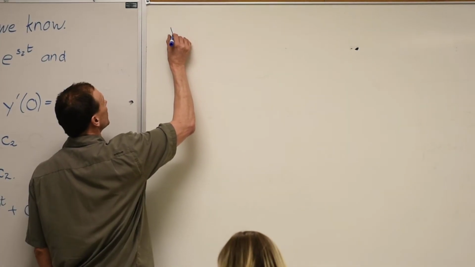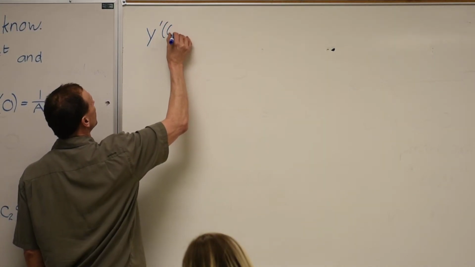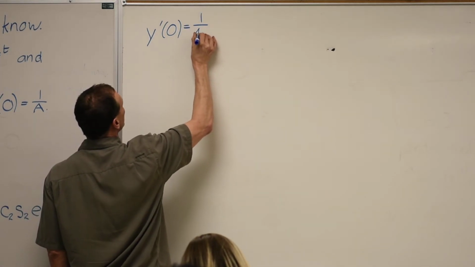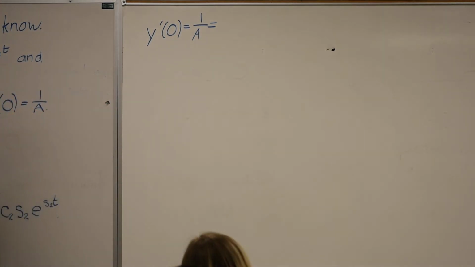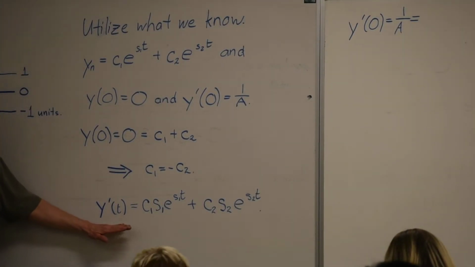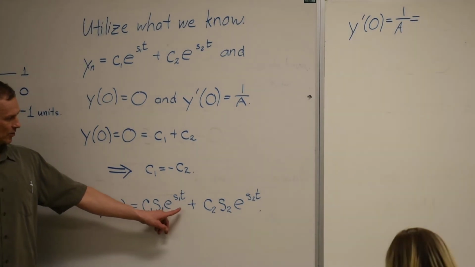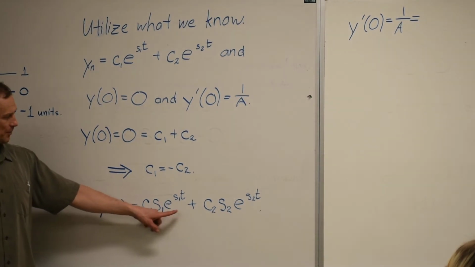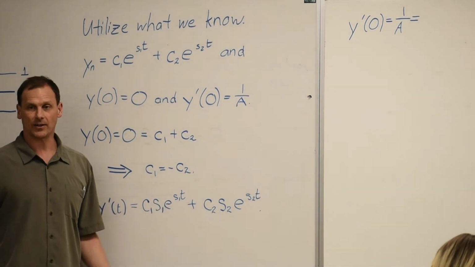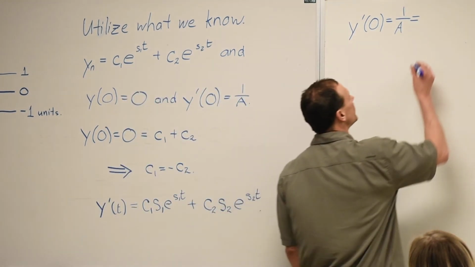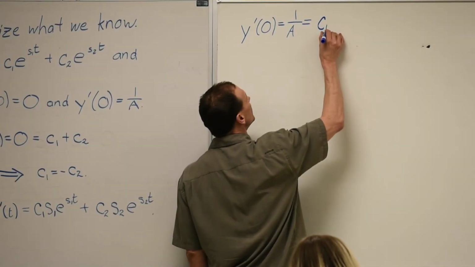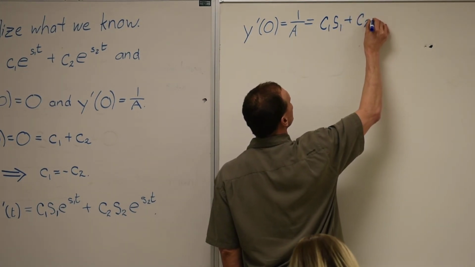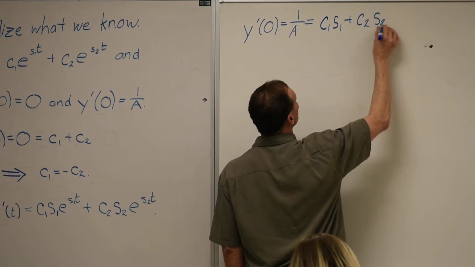Now we can solve. So we have y'(0) equal to 1 over a, which is equal to, all right, now we plug in our 0 into y'. So the exponentials both become 1, and I'm left with c1 s1 plus c2 s2.